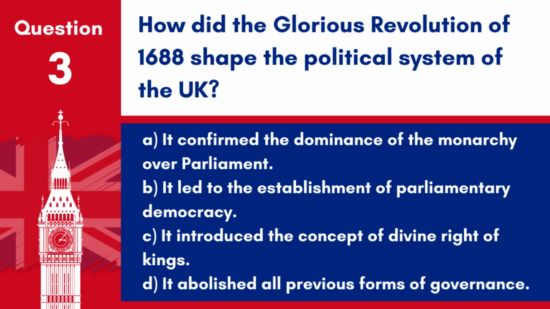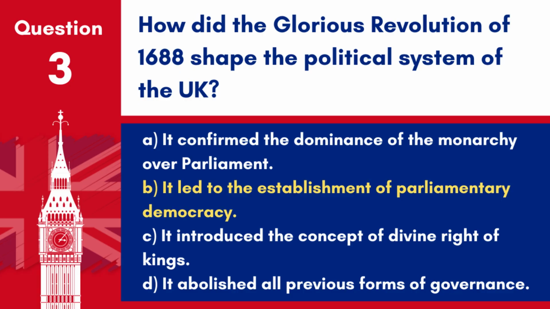Question 3. How did the Glorious Revolution of 1688 shape the political system of the UK? A. It confirmed the dominance of the monarchy over the Parliament. B. It led to the establishment of parliamentary democracy. C. It introduced the concept of divine right of kings. D. It abolished all previous forms of governance.